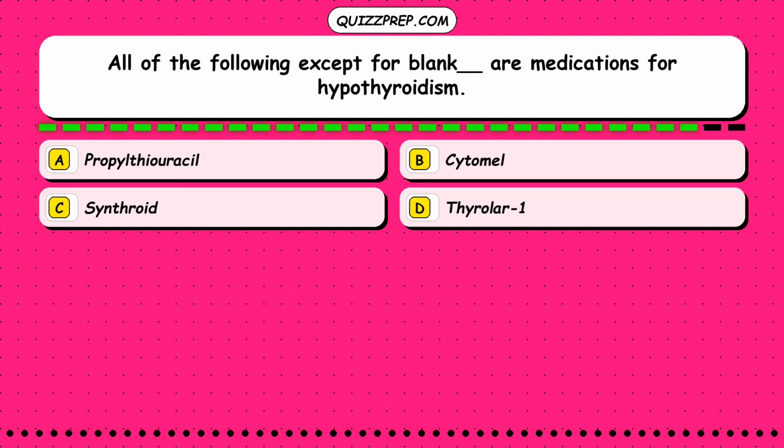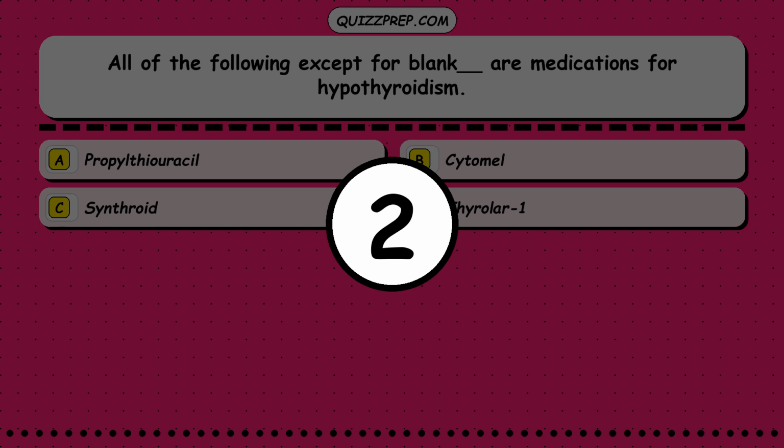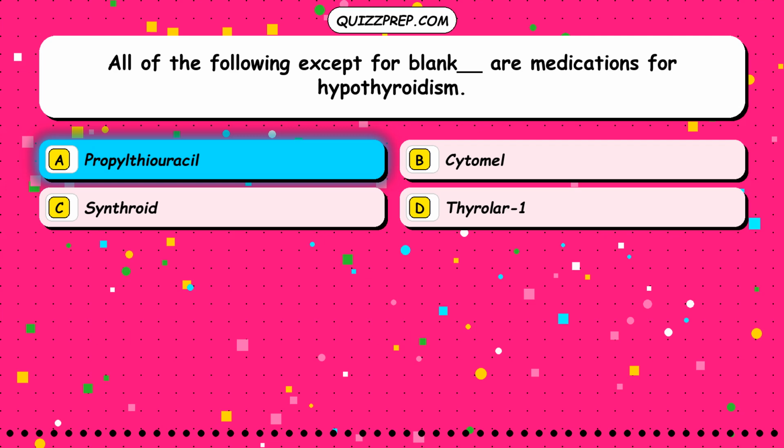Question 174. All of the following except for blank blank are medications for hypothyroidism. Option A, propylthiouracil. Option B, Cytomel. Option C, Synthroid. Option D, Thyrolar 1. The correct answer is option A, propylthiouracil.